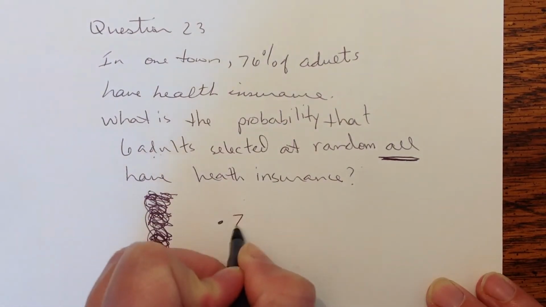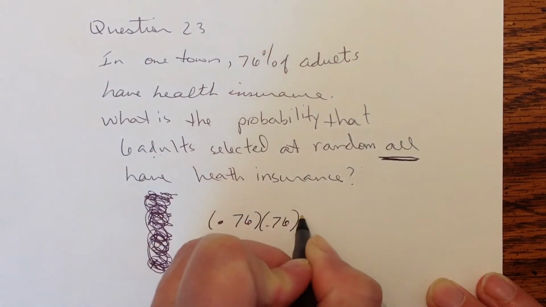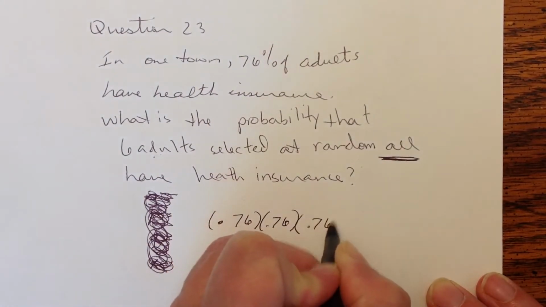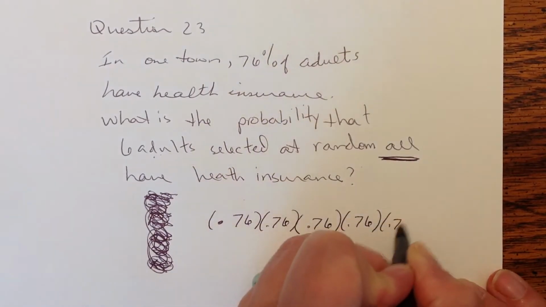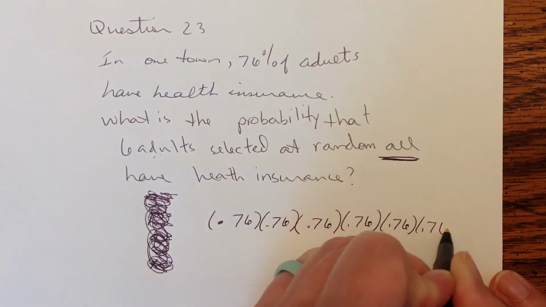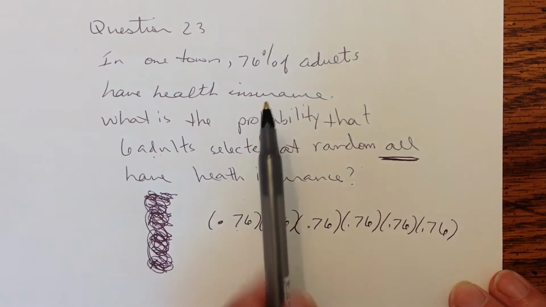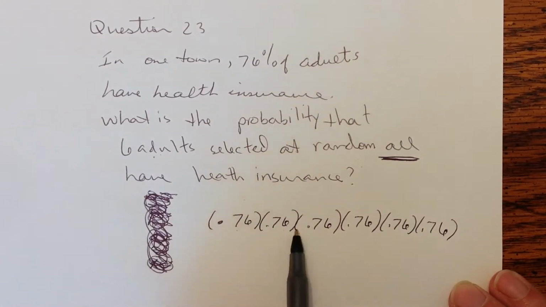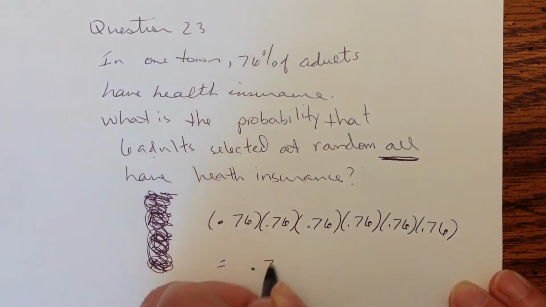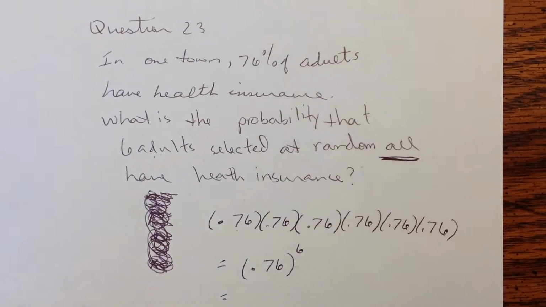So we're going to do 0.76 times 0.76. We're going to do this 6 times. Because we want all 6 people to have health insurance, and the likelihood that someone from this town has health insurance is 76%. So another way to do this quickly with your calculator is 0.76 to the 6th power.